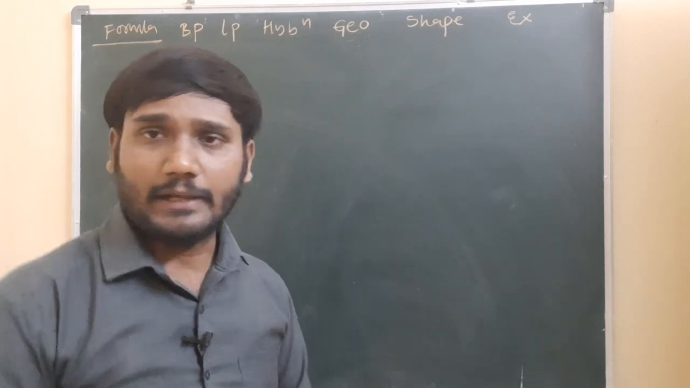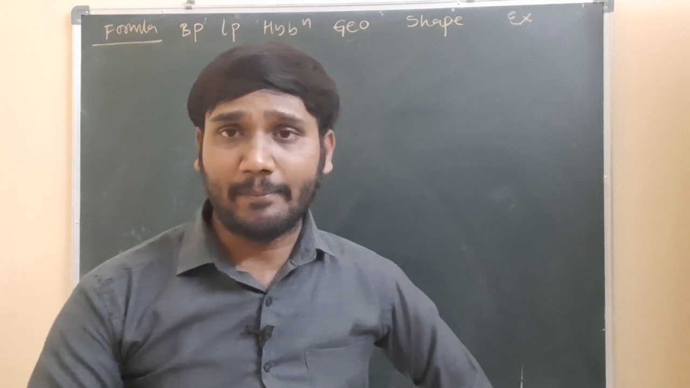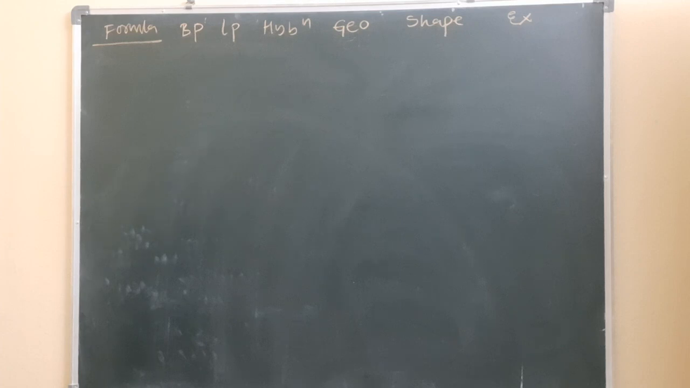First, there are no lone pairs, only bond pairs: AB2, AB3, AB4, AB5, AB6 and AB7. Continuously we can remember that. Now, with the lone pairs, we are discussing lone pairs.